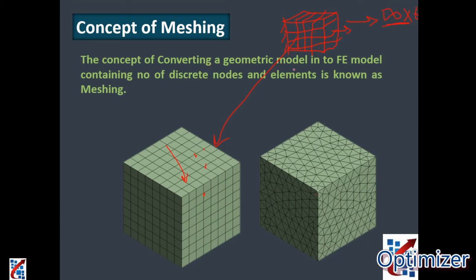The concept of converting the geometric model into an FE model containing a number of discrete nodes and elements is known as meshing. Now these intersection points are called nodes, and whatever volume you get is called an element. So this is also a mesh, this is also a mesh. Discretization or dividing the whole model into small regions is called meshing. Why meshing is required, we have already discussed. Now let us move to the next slide.